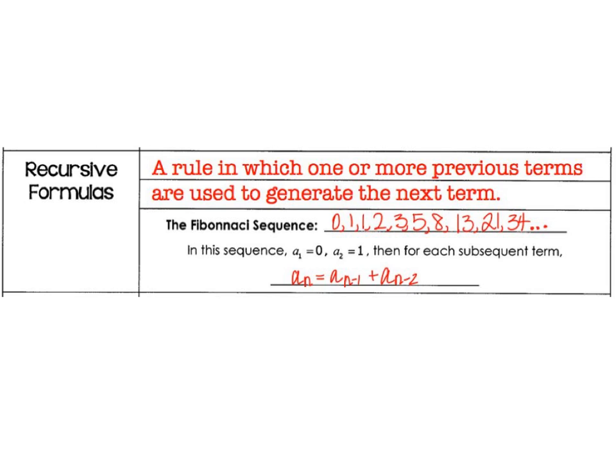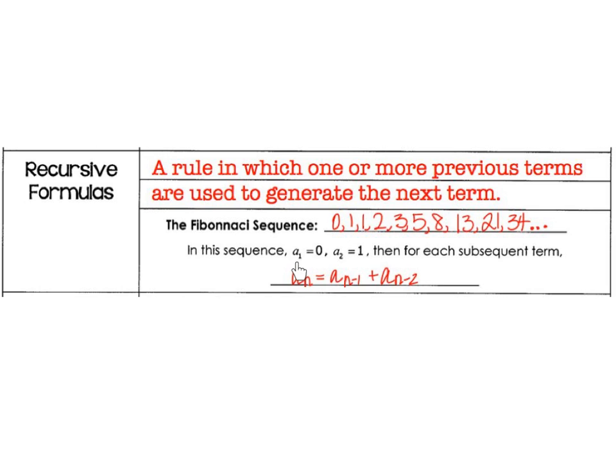Now, one of the most famous recursive formulas is the Fibonacci sequence. And the Fibonacci sequence looks like this. It goes 0, 1, 1, 2, 3, 5, 8, 13, 21, 34. Does anybody see a pattern here? All right, so if you're looking at the Fibonacci sequence, look for a pattern.